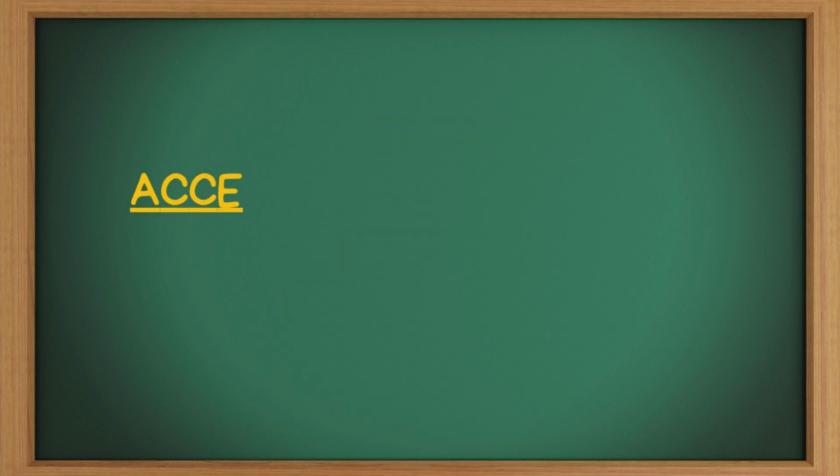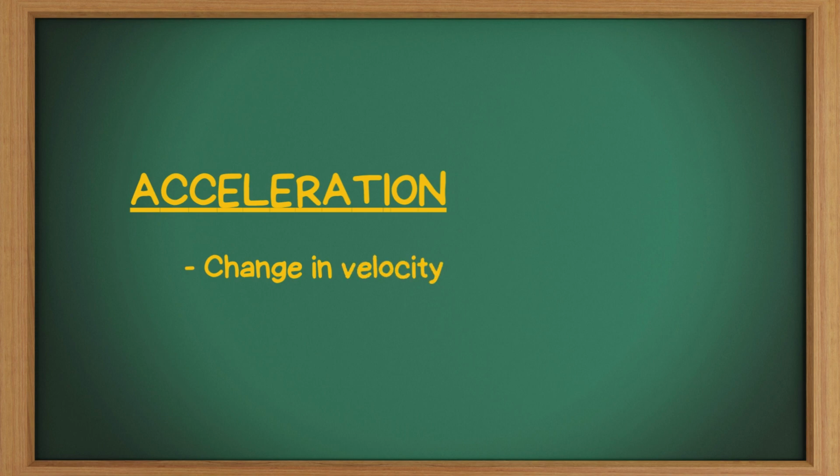Before we proceed with our main lesson about uniformly accelerated motion, let us have first a brief recall about acceleration. We say that acceleration is a change in velocity per unit time, meaning a body is accelerating if there is a change in speed, direction, or both.